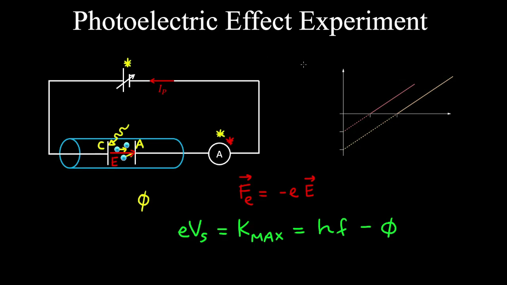So what we have is a linear relationship between K max and the frequency of light. Suppose these are two different metals. We have a threshold frequency for each metal. The electrons are ejected from the material if the frequency of the incident light is larger than or equal to the threshold frequency.